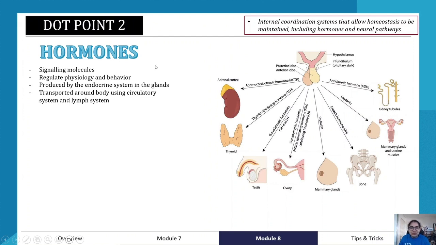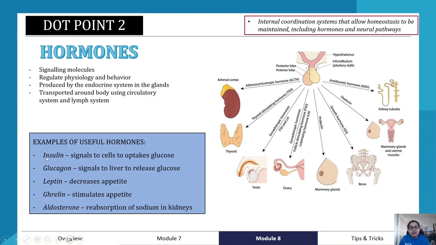So hormones are signaling molecules. They are transported around the body using the circulatory system and lymph system. And examples include insulin. It signals the cells to uptake glucose, just like we looked at then in the glucose homeostasis. Glucagon stimulates the liver to release glucose. Leptin decreases appetite. Ghrelin stimulates appetite, and aldosterone is responsible for the reabsorption of sodium and also water to some extent, but usually sodium in the kidneys.